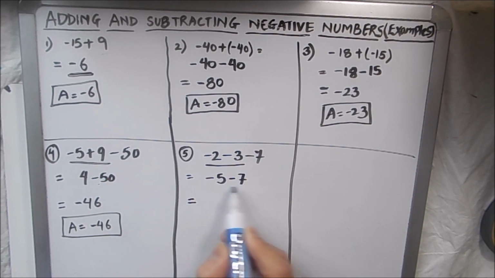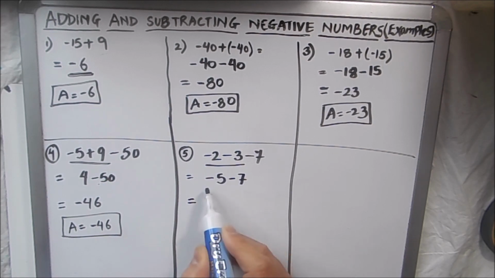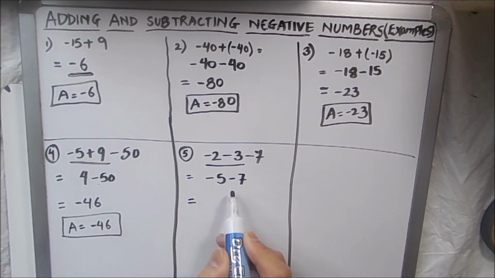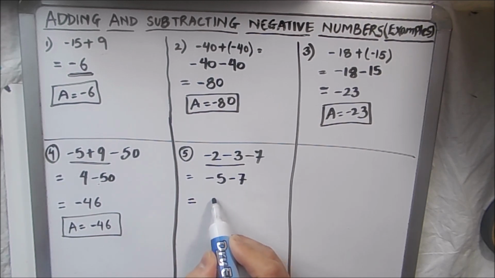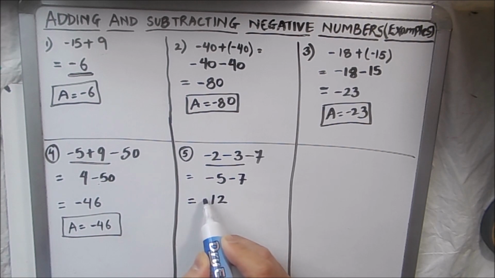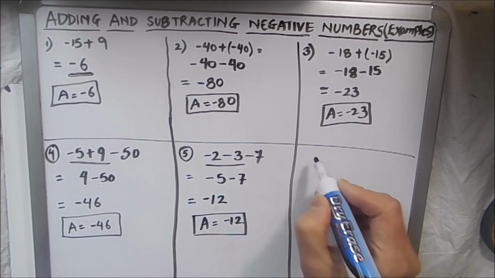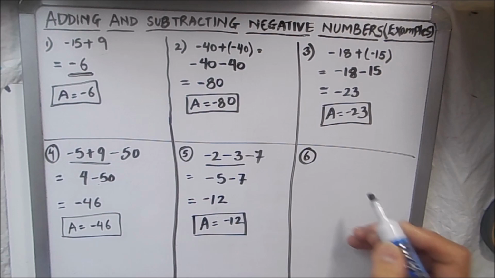Now here these two numbers are again negative, the two numbers are having the same sign, then the operation will be plus. So 5 plus 7 is 12 and the sign will be negative because 7 is bigger than 5. Let's move on to the next one.